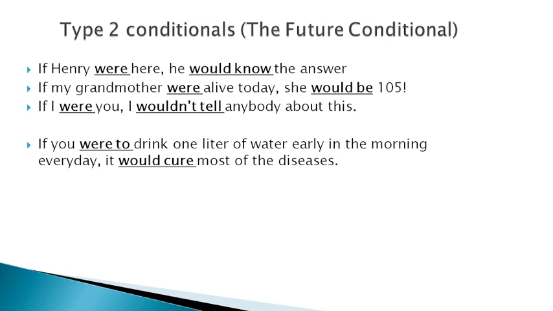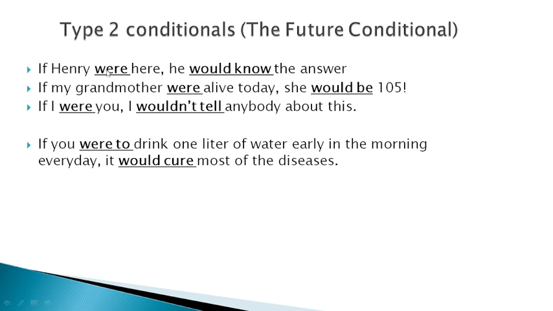If you were to drink 1 liter of water early in the morning every day, it would cure most of the diseases. Here you can look at "were to." If you use were to, it expresses the future meaning. Okay, this is how you can use type 2 conditionals. Now look at type 2 conditionals again. First you use the simple past and would plus the base verb to express the unreal present or past. If you want to express the future, you can use the same type 2 conditionals.